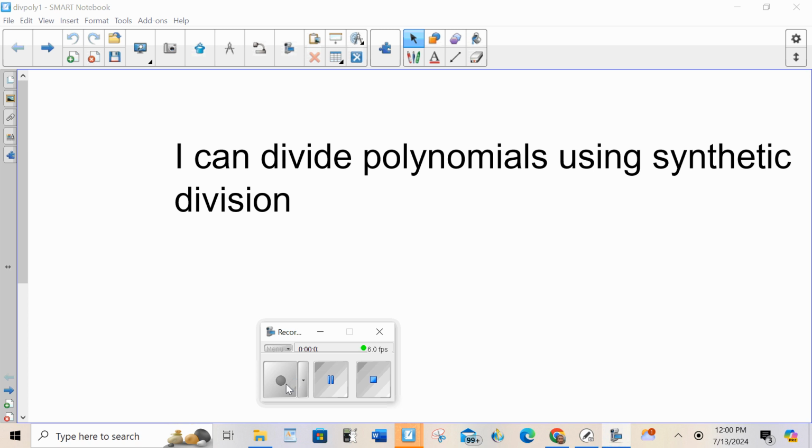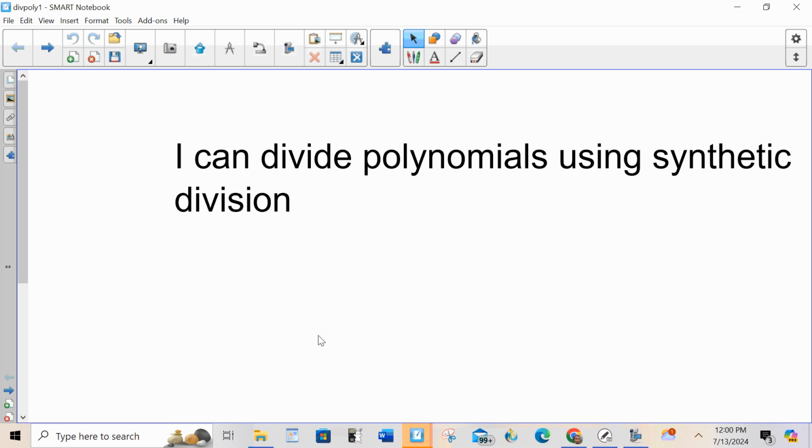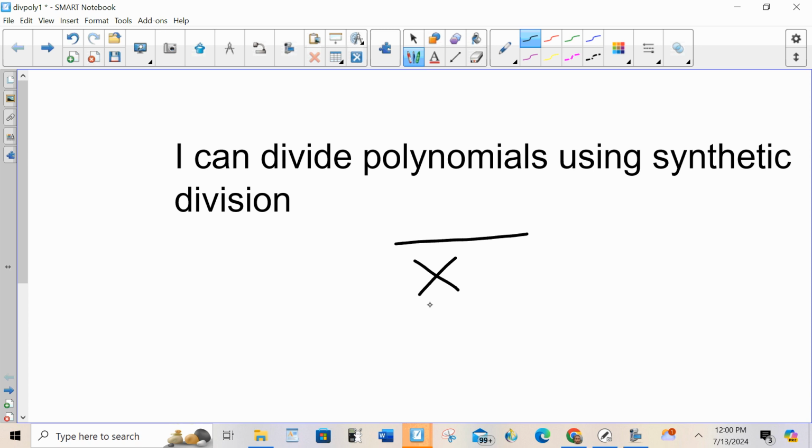Good morning. I can divide polynomials using synthetic division, and after this, hopefully you as well will be able to divide polynomials using synthetic division. Now, in the previous lesson, we talked about long division. Long division works for any polynomial division. Synthetic only works when I'm dividing by x plus a number or x minus a number. No squareds, nothing in front of the x, just divided by x plus or x minus. And I find synthetic division to be much simpler.